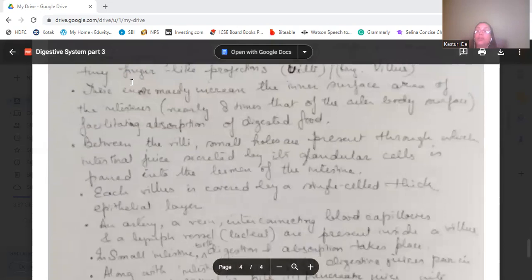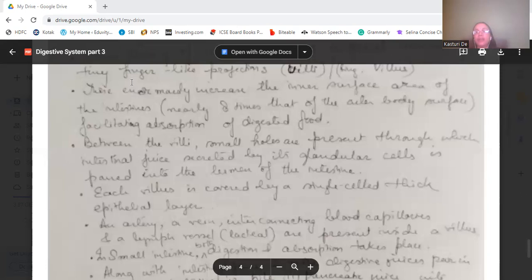Between the villi, see, two finger-like projections are there. These two are the villi. In between the villi, there are small holes which secrete intestinal juice. This intestinal juice comes out from these holes, but below these holes lie the glandular cells, which pour it into the lumen of the intestine.